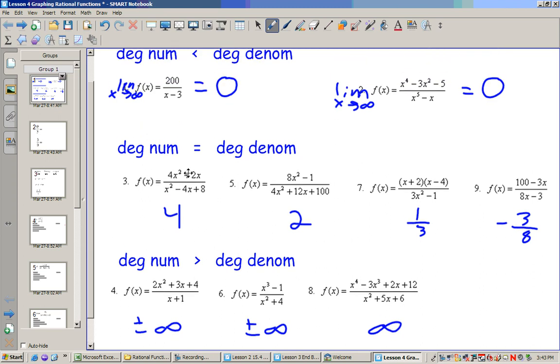Now, where the degree of the numerator is equal to the degree of the denominator, we'll just look at this. 4x over x squared will be 4. 8x squared over 4x squared will be 2. If I multiplied this out, it would be x squared, so x squared over 3x squared would be 1/3. And here our largest degrees are negative 3x over 8x, which simplifies to negative 3/8. So that's just a shortcut, so we don't have to do that whole process every time we want to figure out our end behavior.